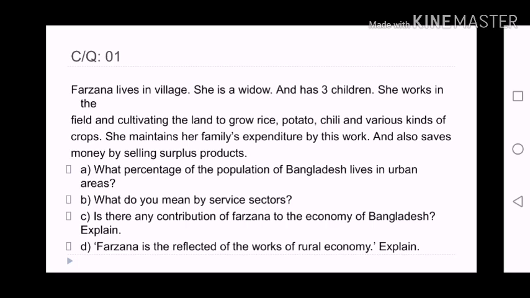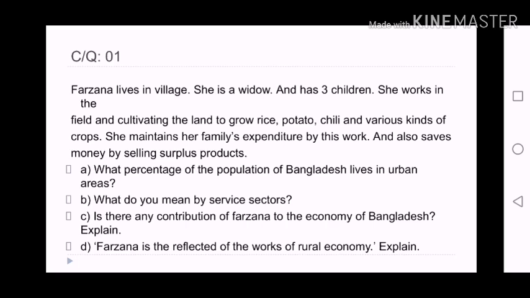The first question is a knowledge-based question. What percentage of population of Bangladesh lives in urban areas? Second, what do you mean by service sectors? C number question. Is there any contribution of Farzana to the economy of Bangladesh? Explain. Question number D. Farzana is the reflection of the works of rural economy. Explain. Now we will solve the creative question number 1.